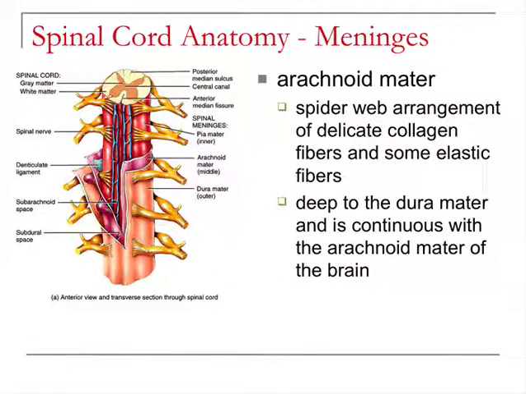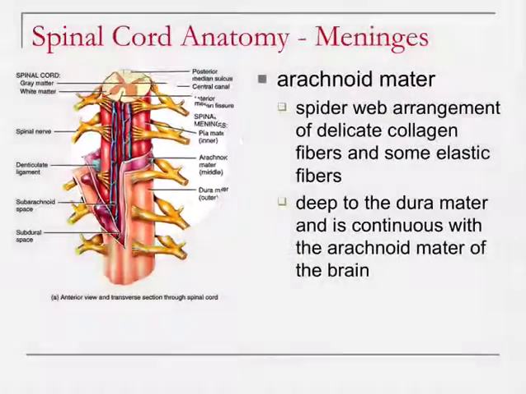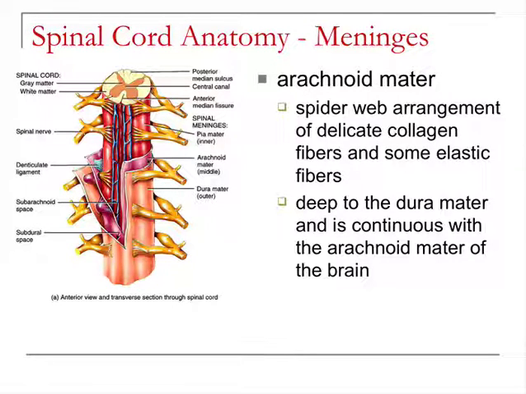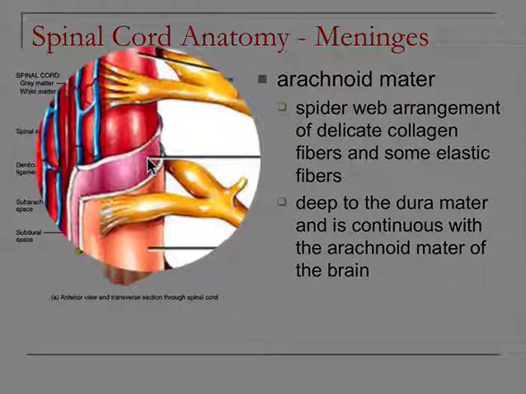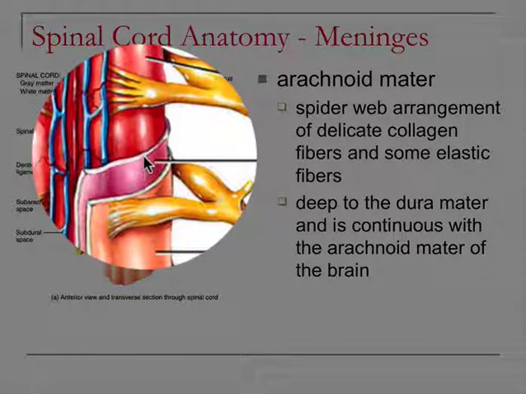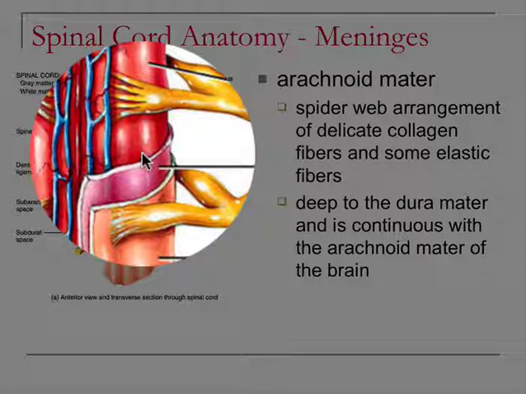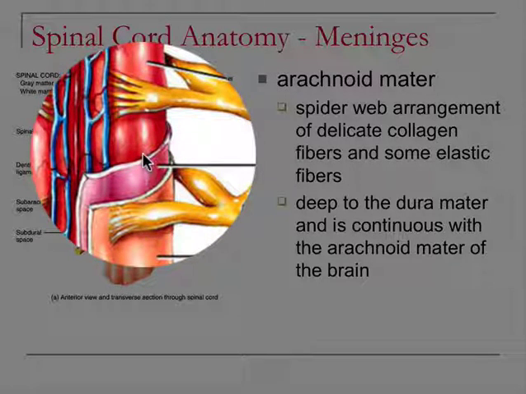The arachnoid mater is the next layer in. Projecting deep to the arachnoid mater is a spiderweb arrangement of delicate collagen fibers and some elastic fibers. This is not really shown very well here, but there is a space that's deep to the arachnoid mater between here and the next layer called the pia mater. And this space is called the subarachnoid space, and we'll say more about that a little bit later on. The reason this is called the arachnoid mater is because the word arachnoid means spider.